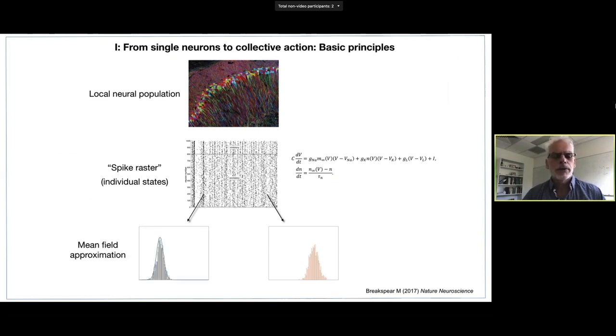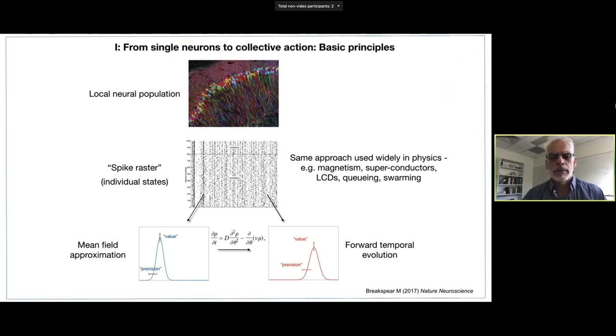So the so-called mean field approximation involves taking that distribution and approximating it with a normal distribution or another simple probability distribution, and then getting rid of all the states and just modeling the mean and the variance, or the value of the states and the precision of the states. Then I have an equation to propagate those forward to predict the mean and the variance, and hopefully there's a good prediction match between the prediction and the actual simulated states. And if there is, within error, then I've got a good model of those neurons. This is exactly the same approach that's used very widely in physics, magnets, supercomputers, liquid crystal displays, cheering behavior of humans, and swarming behavior of insects.